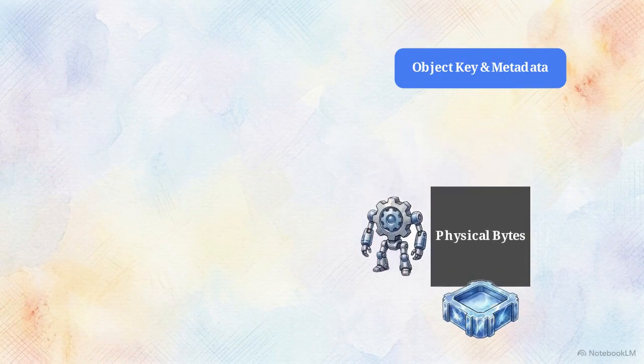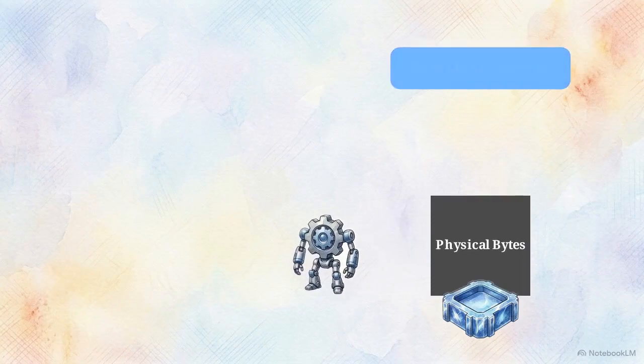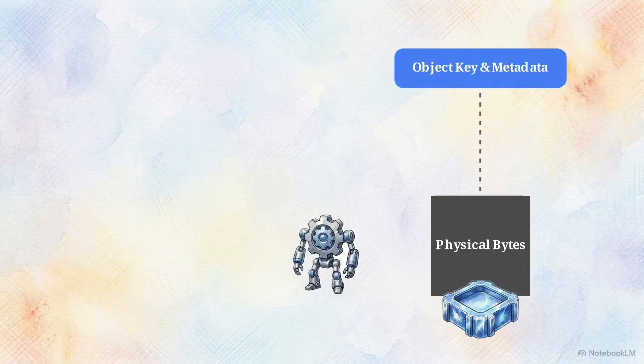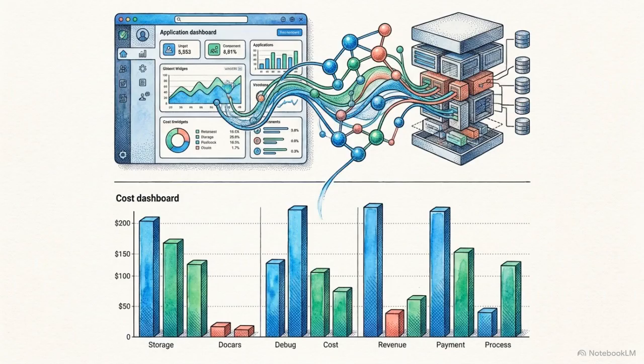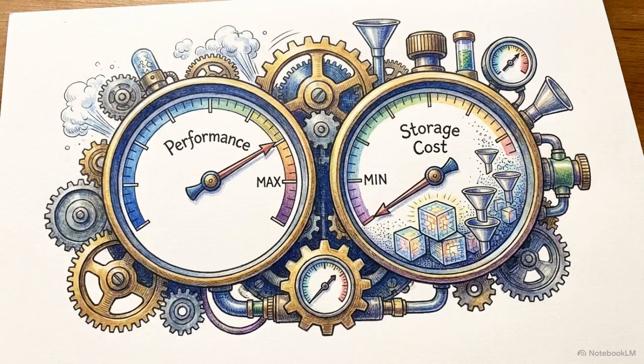S3 updates the physical storage tier. The data moves to a colder tier, while the object's key and user metadata remain identical. This separation of the physical tier and the logical key allows applications to continue using the same paths while reducing storage overhead. Implementing these rules requires a precise understanding of the cost trade-offs inherent in different storage tiers.